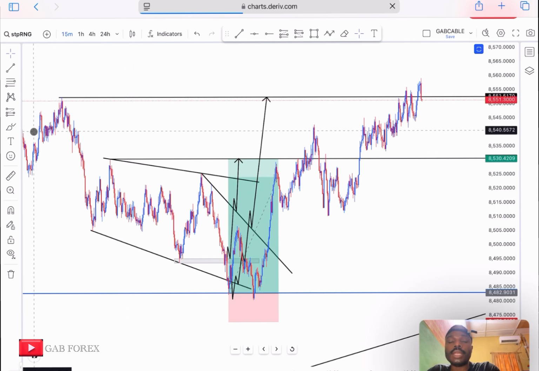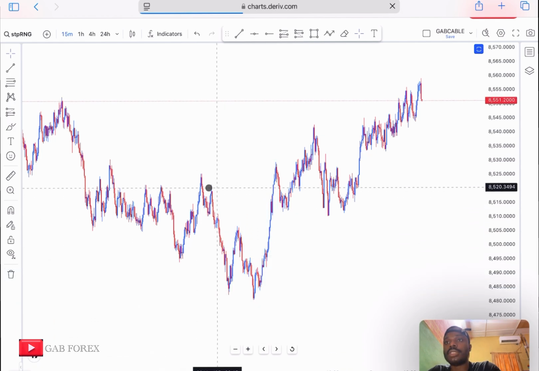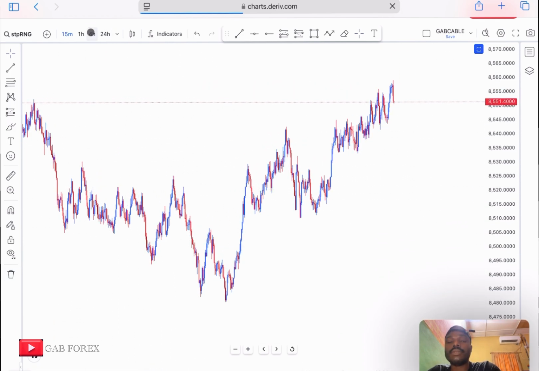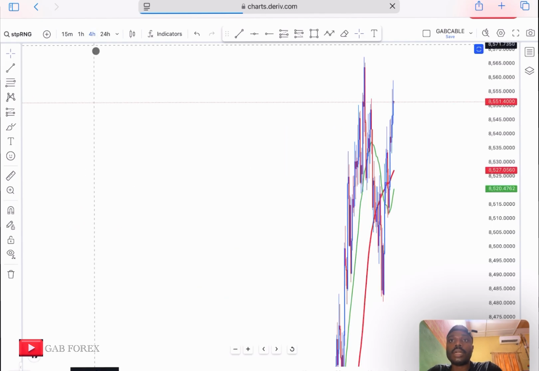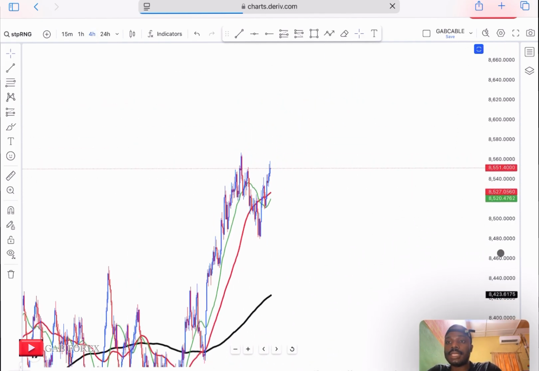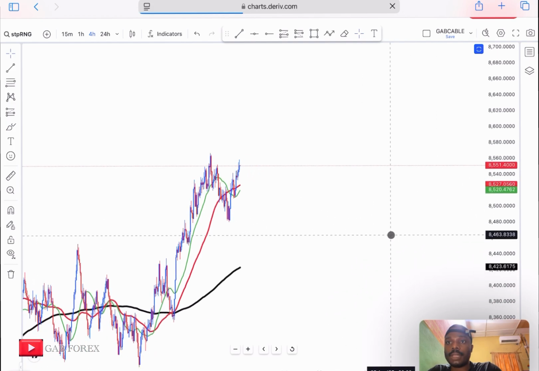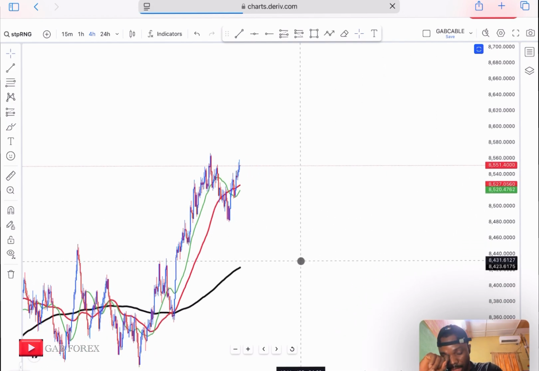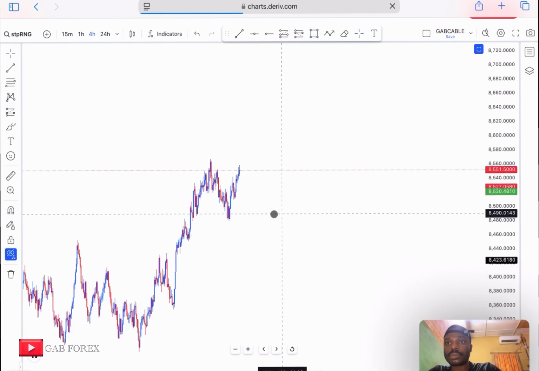So let's delete everything from here. Let's delete all the drawings, and let's go to the H4 time frame. And on the H4 time frame, we all can see that the market is currently on an uptrend, right? It's on an uptrend, no doubt. So I'm going to hide the indicators.